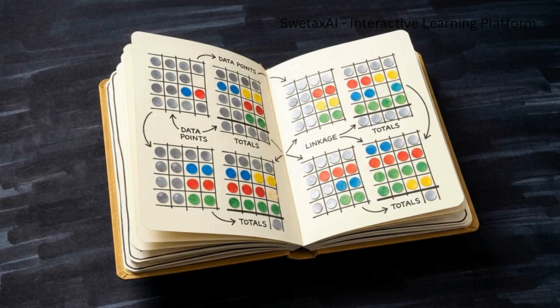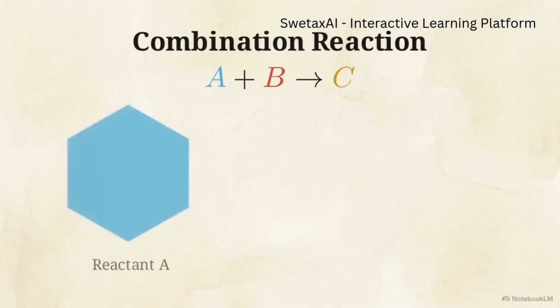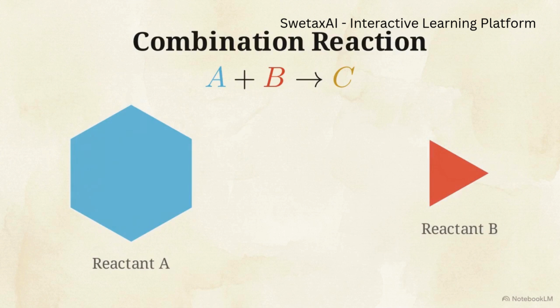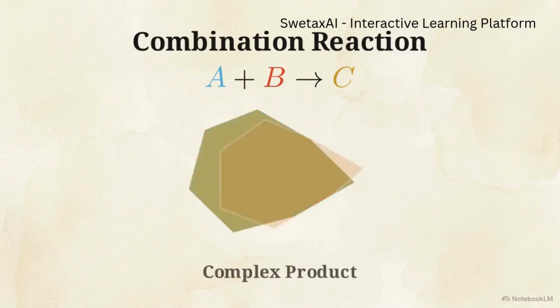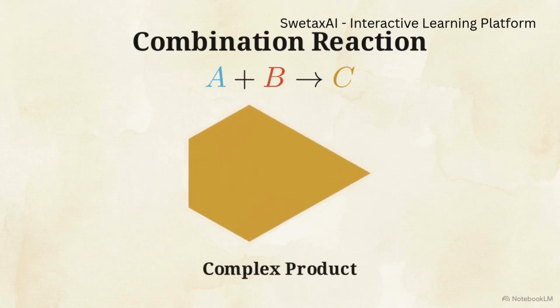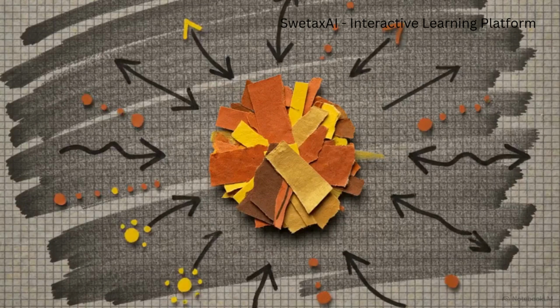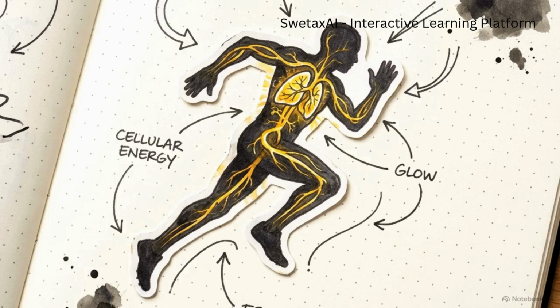Once we can read these ledgers, we see that the universe reorganizes matter using a few consistent mechanical patterns. The first is the combination reaction. This occurs when 2 or more separate substances merge to construct a single, more complex product. This assembly is typically exothermic, meaning it releases energy. This is the process that provides the energy our bodies need to stay alive during respiration.